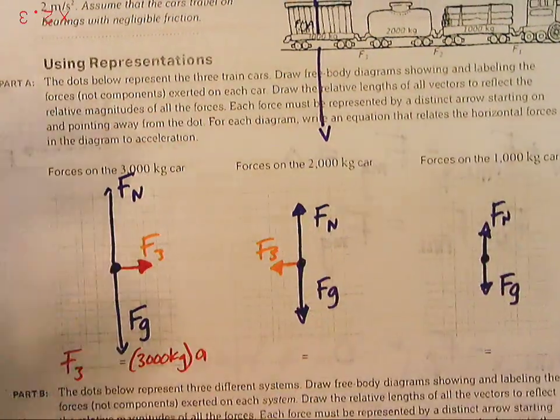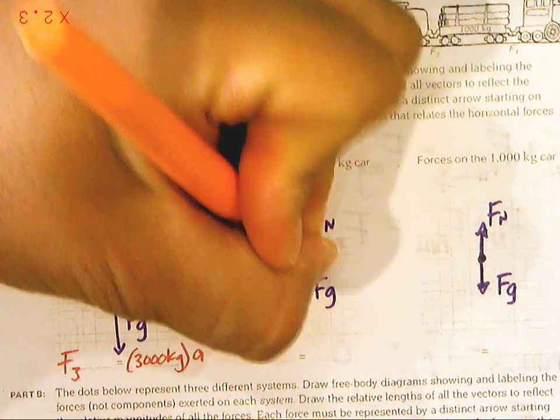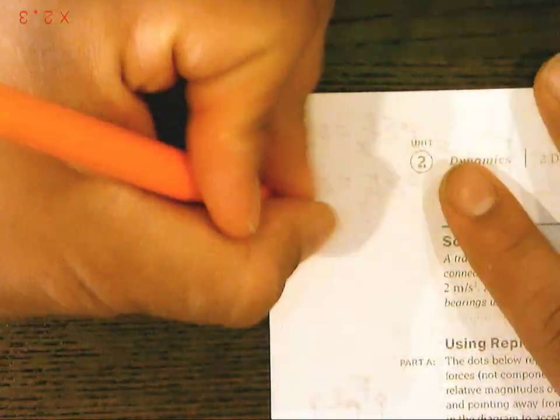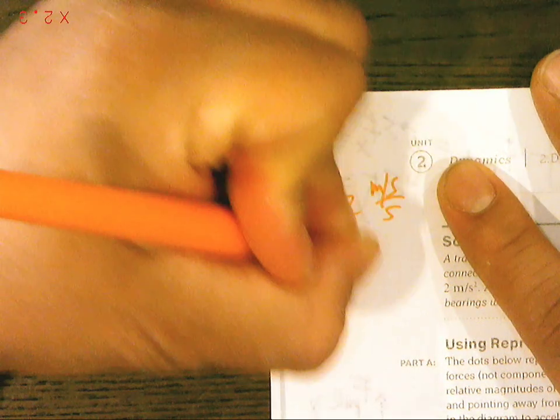But then we still need an acceleration. That means if there's acceleration, there is acceleration. So I want to go over that key in this corner. The acceleration equals 2 meters per second per second. So what does that mean?